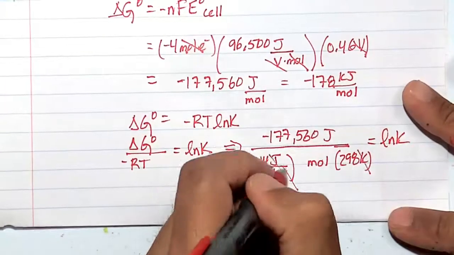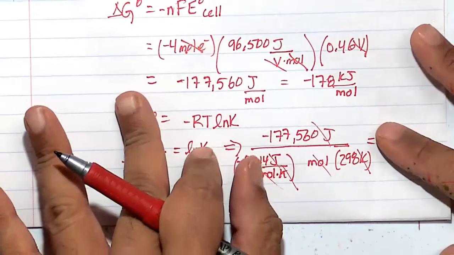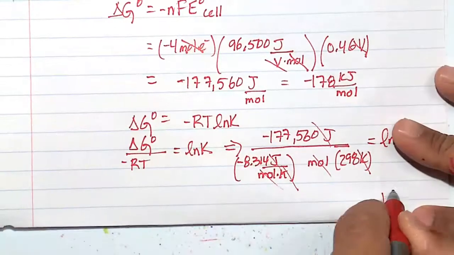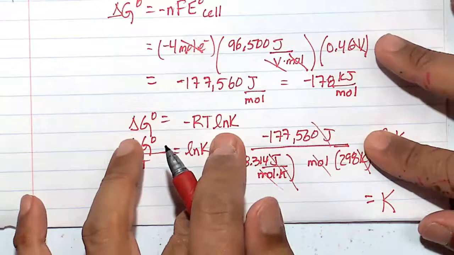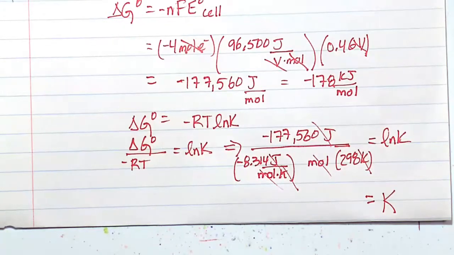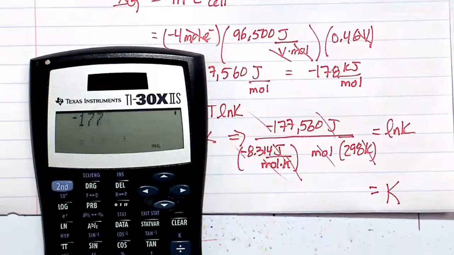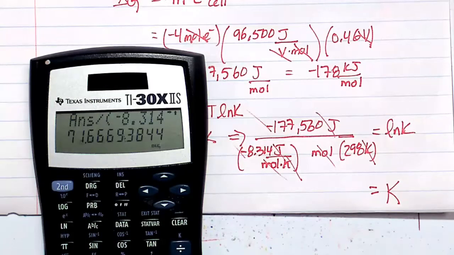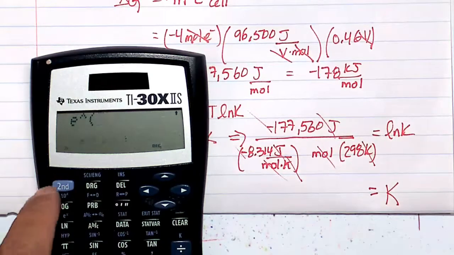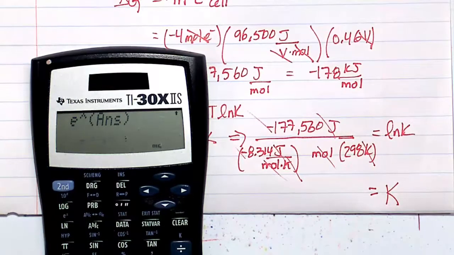Units, Kelvin cancel, joules cancel, moles cancel. So we'll solve for this quotient, take the inverse natural log, which is e to the power of this number, and our calculator will give us K. So let's do that in one fell swoop. Also, the minus sign in the denominator cancels out with the minus sign in the numerator. We have here minus 177,560 divided by minus 8.314 times 298, close the parentheses, and getting us that value here, 71.66. That's natural log of K. To get K, we'll take the inverse natural log of that number, which is e, and getting an answer of about 1.33 times 10 to the 31st power. So that is our answer.